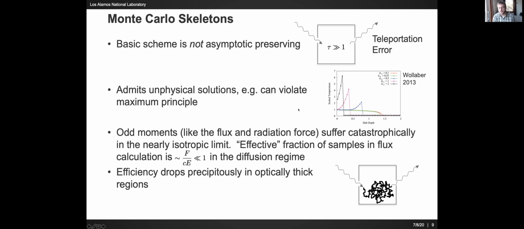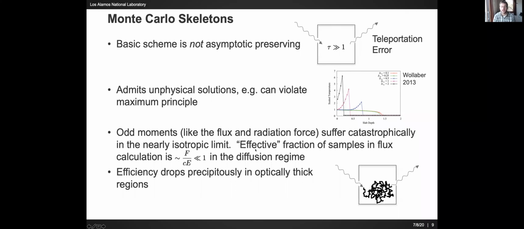It emits unphysical solutions. You can get overshoots in temperature, and this is based on time steps, and it really relates to the fact that you've split the emission and absorption into separate processes, and so that can violate so-called maximum principles.